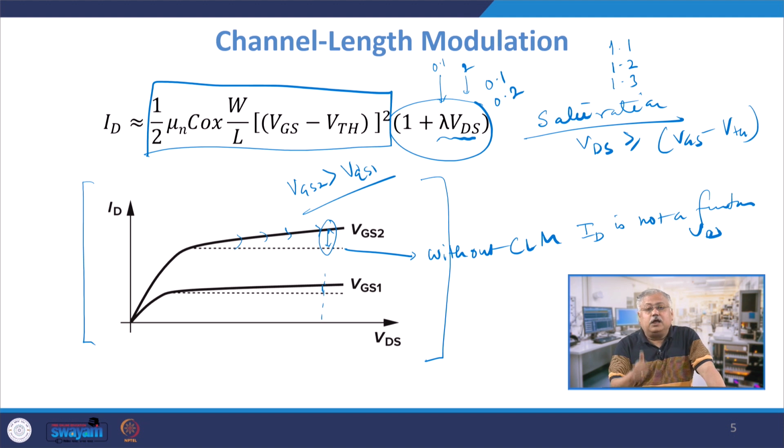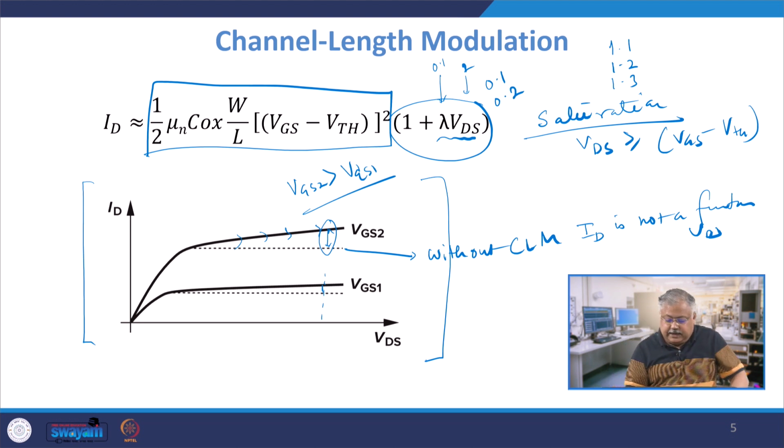One is, first of all, without CLM, my current is constant, independent of VDS. With CLM, the current is a function of VDS and it goes on increasing as the value of VDS goes on increasing, and therefore there is a slope. Let's look at its implication.